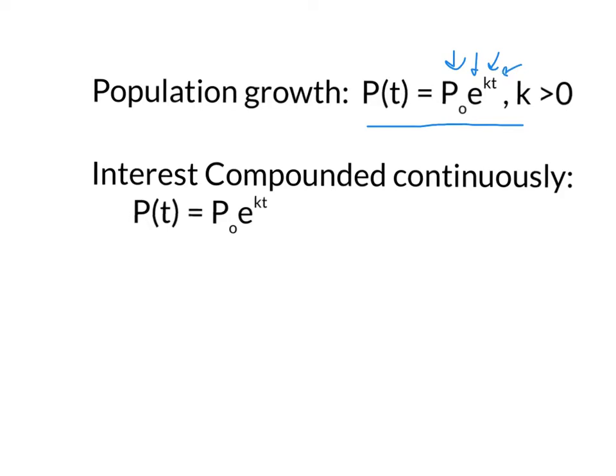So, compound interest compounded continuously. We've seen compound interest, but never continuously. If it says continuously, this is the exact same formula, but now the P stands for your principal that you start with. K is your interest rate, which is your growth rate, like it was last time, and T is still time.